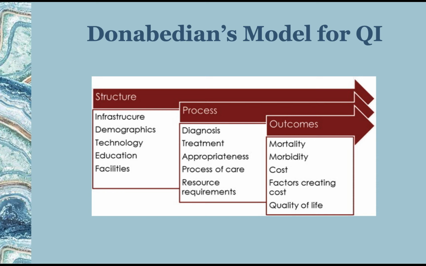That makes sense, right? And under structure, there's infrastructure, demographics, technology, education, and facilities. Under process, the activities that constitute healthcare, such as policies and the standard of care. And under process, that would constitute diagnosis, treatment, appropriateness, process of care, and resources. And then outcomes is the 3rd domain, and it is changes in individuals and populations that can be attributed to healthcare. And under that domain is mortality, morbidity, cost, factors creating cost, and quality of life.